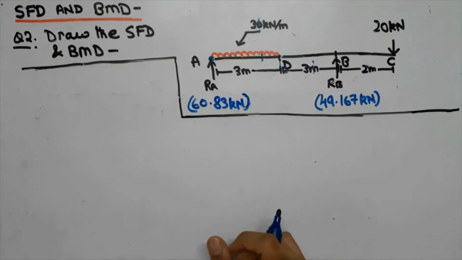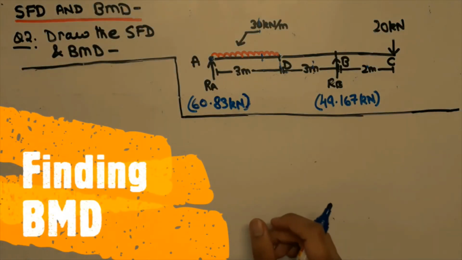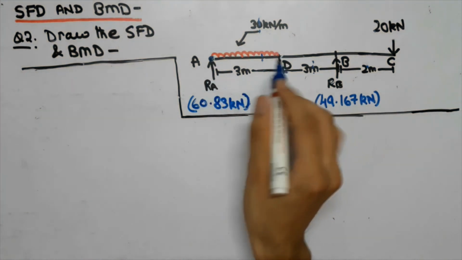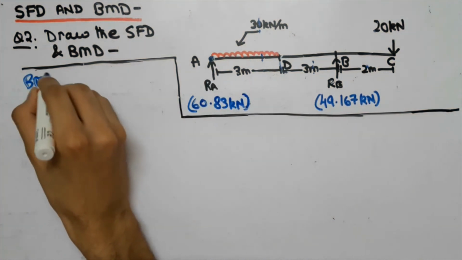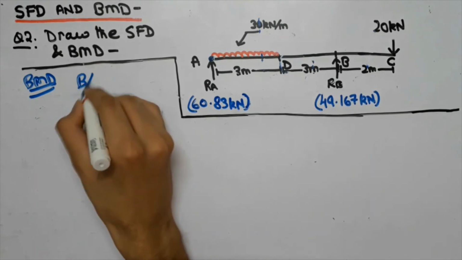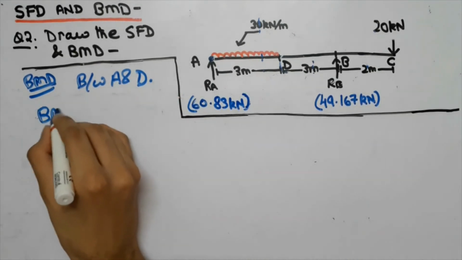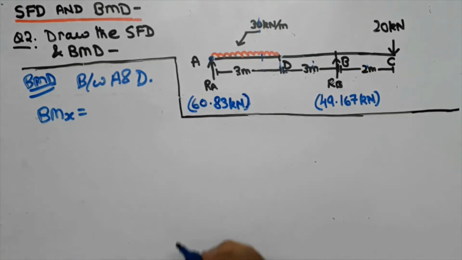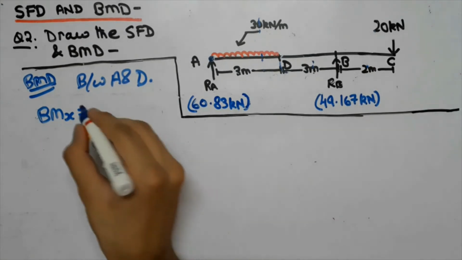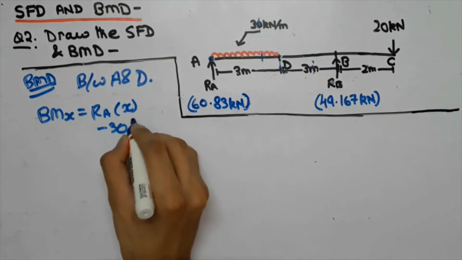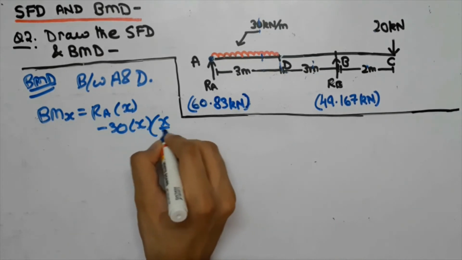Now guys, we are going to find the bending moments in this beam. So first of all, we are going to consider the part between points A and D. That is, we will find the bending moment between A and D. So we will write the BMx, that is the bending moment equation, which will come out to be RA into x minus 30 into x by 2.